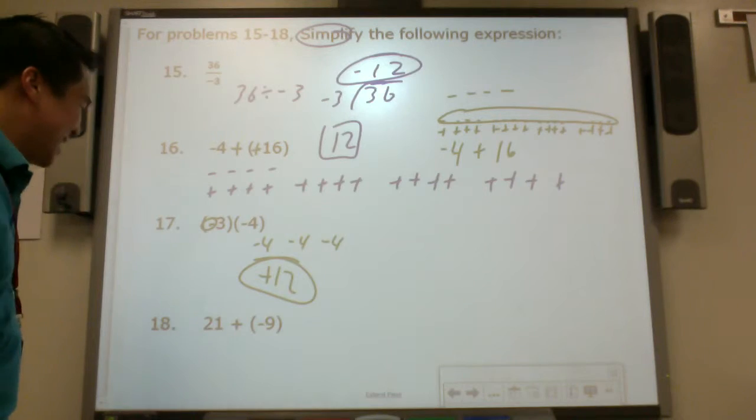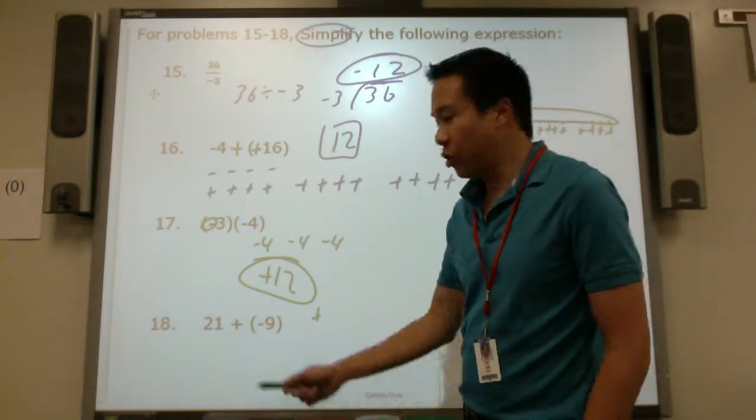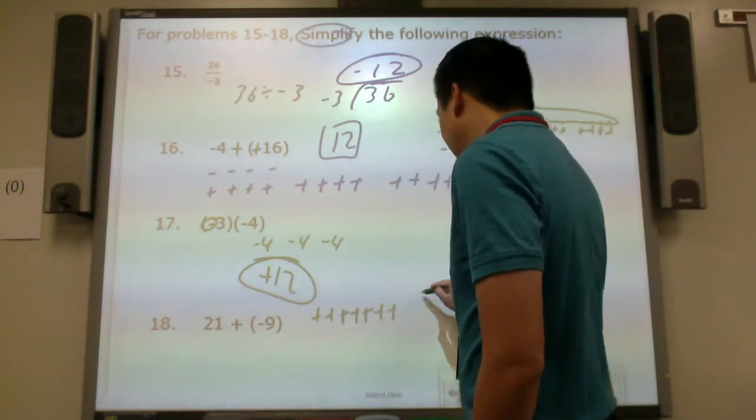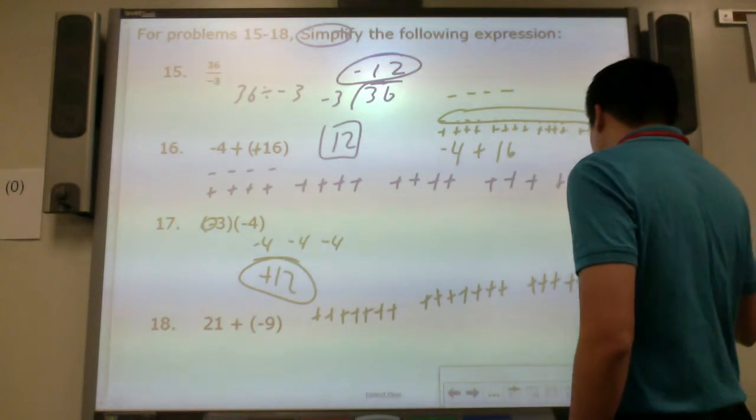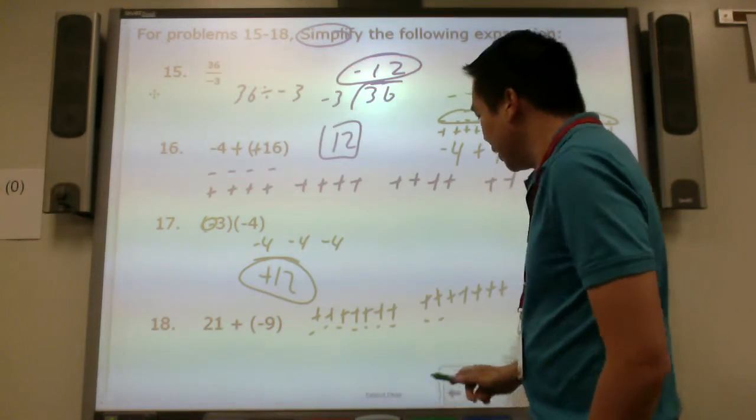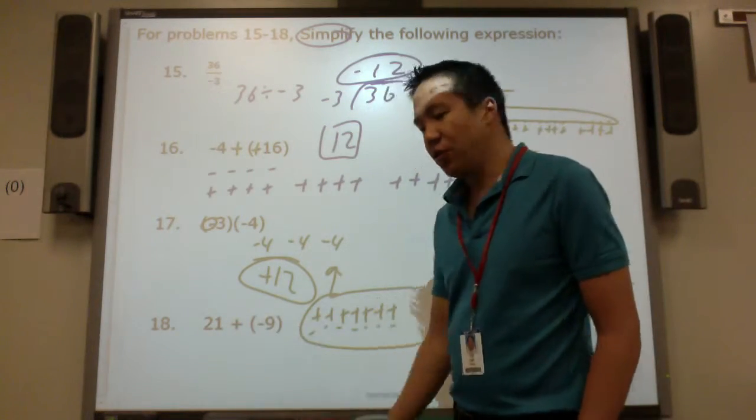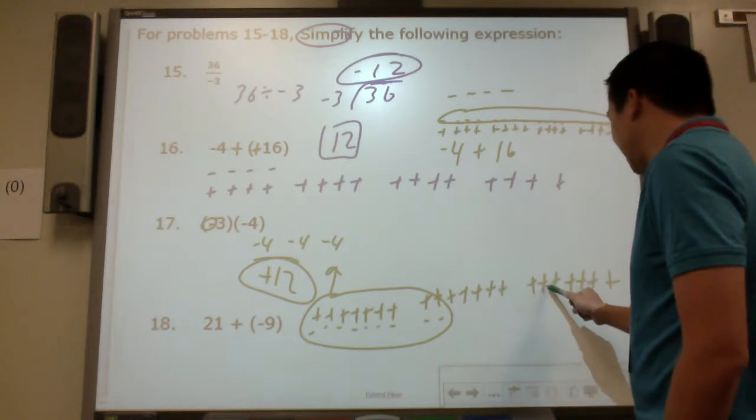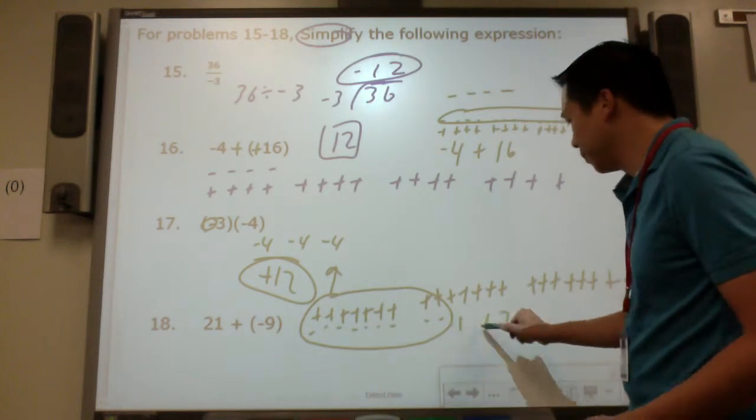And 21 plus negative 9. I could draw 21 positives. Do I really want to? And then you're going to put it together with 9 negatives. You have 9 negatives. Have you noticed you have zero pairs? They go away. Have you noticed when you have a positive and a negative, you're just really taking it away, you're subtracting it? So what do you have left over? 1, 2, 3, 4, 5, 6, 7, 8, 9, 10, 11, 12. There are 12 more positives than negatives.